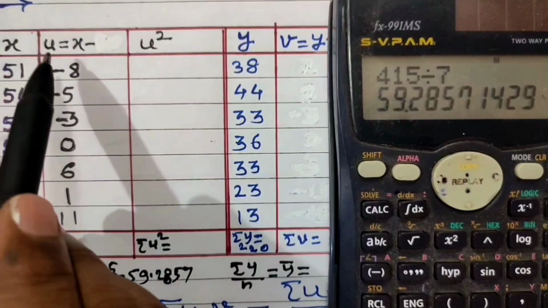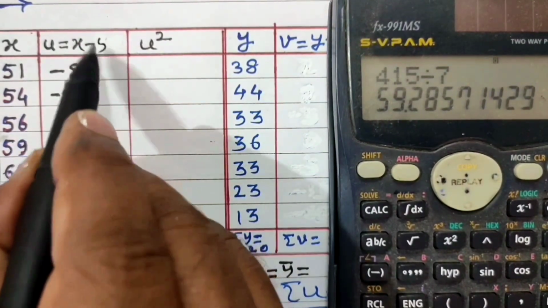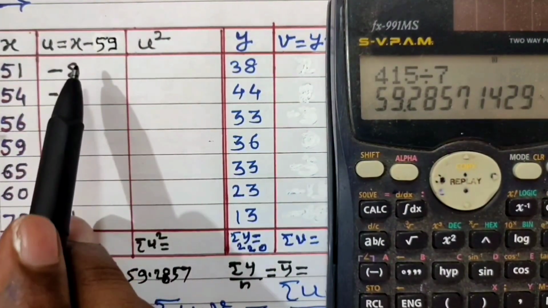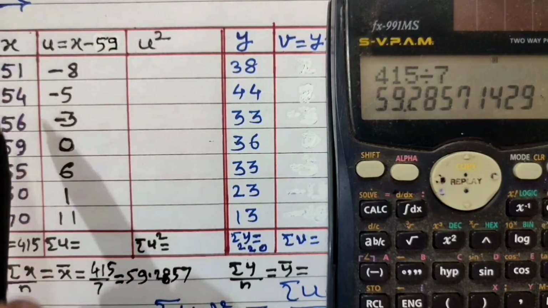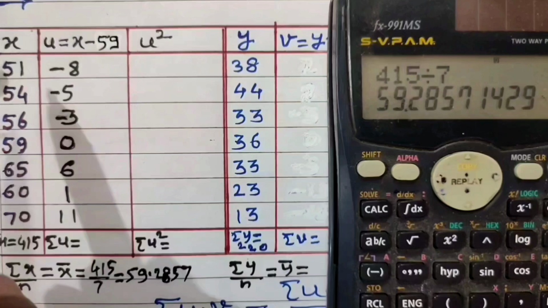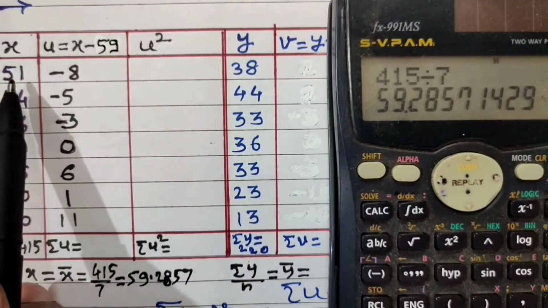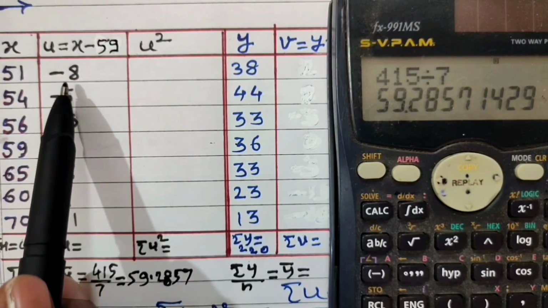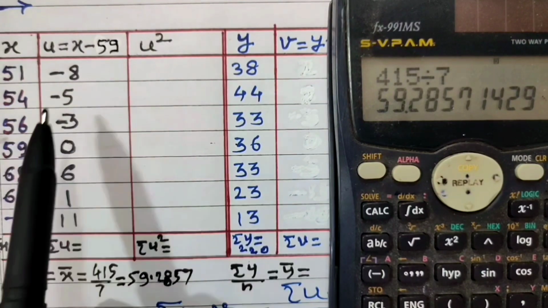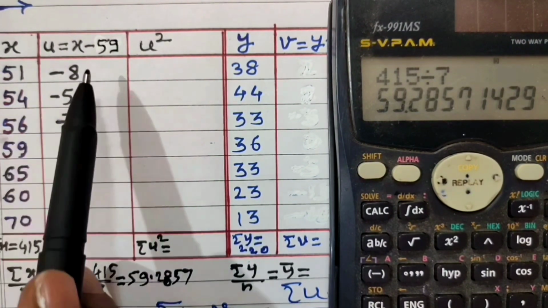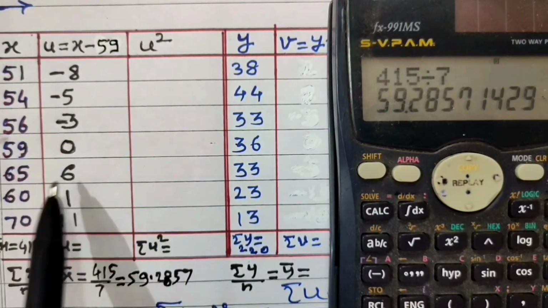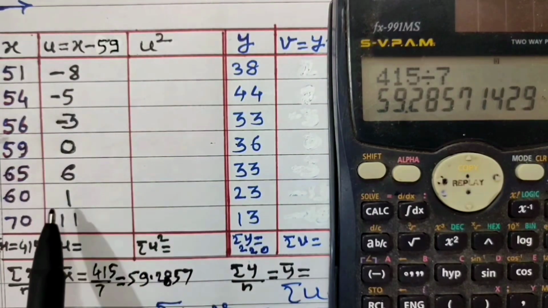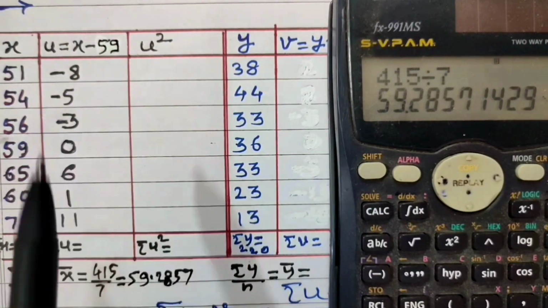Okay. So U is equal to X minus 59. And these are deviations. Deviations means the difference or subtraction of all values of X with this assumed mean. So we can write here 51 minus 59, that is equal to minus 8. 54 minus 59, that is equal to minus 5. 56 minus 59 is minus 3. 59 minus 59 is 0. 65 minus 59 is 6. 60 minus 59 is 1. 70 minus 59 is 11.